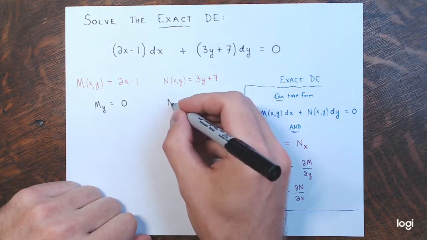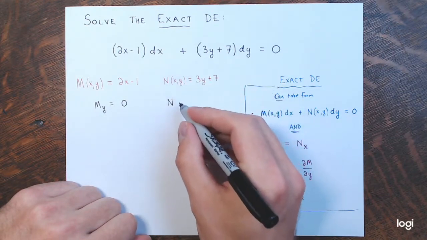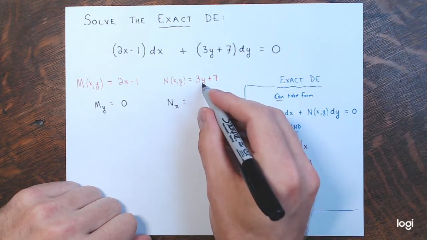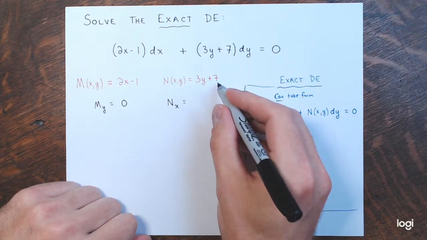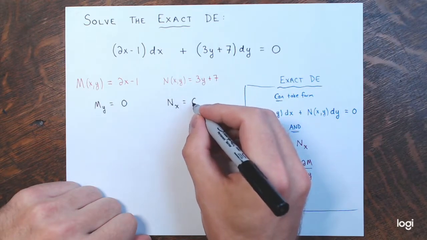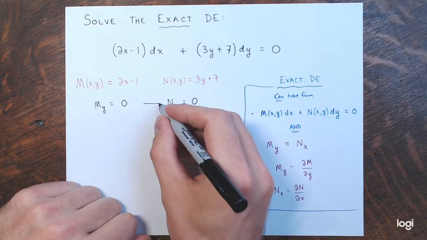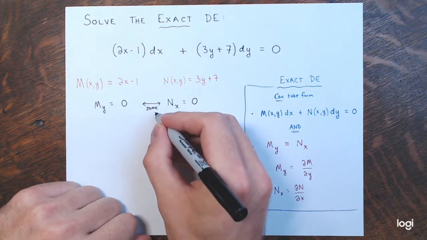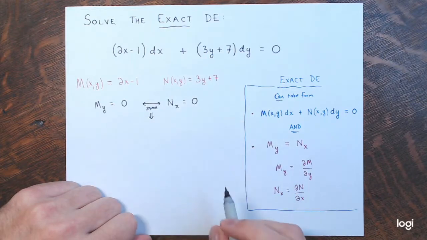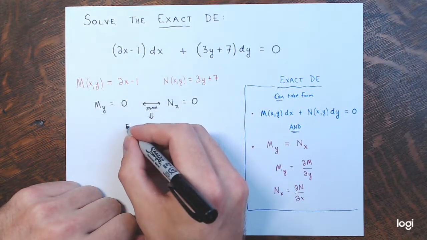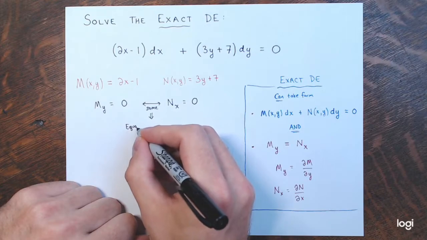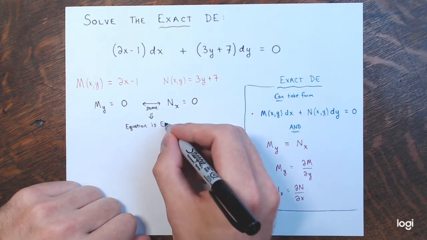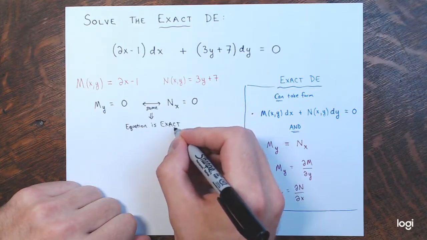And then take the partial derivative of n with respect to x. So again, treating y as a constant, well, hey, 3y plus 7 would then be considered like a constant. This is also 0, and then these are the same. Therefore, this equation is exact. All right, so that's how you'd verify that the differential equation is an exact equation.